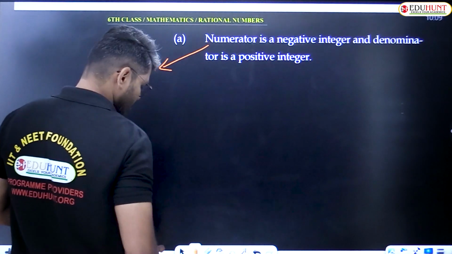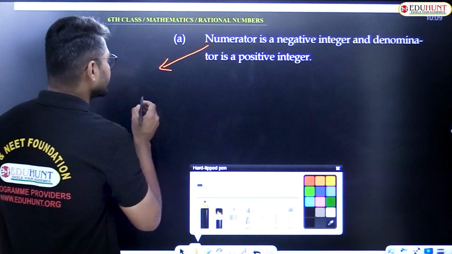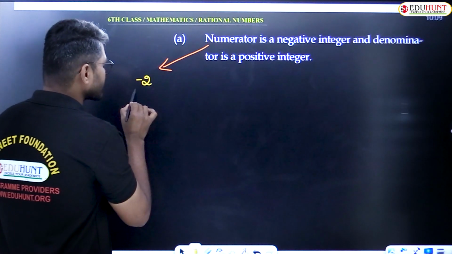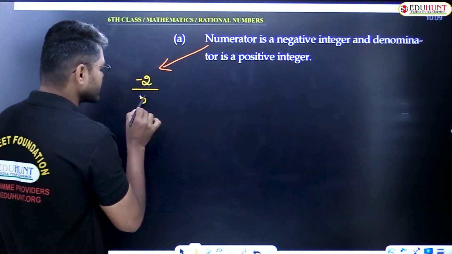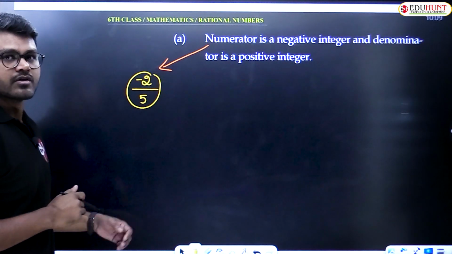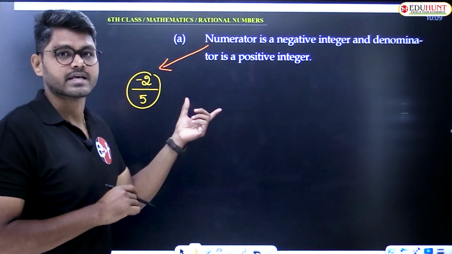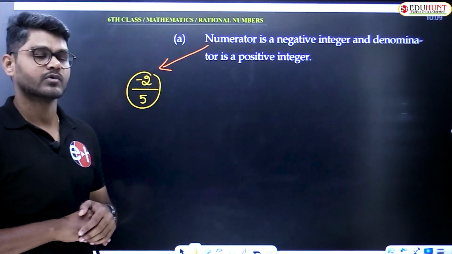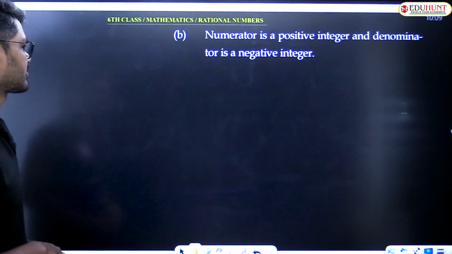Take one example. Numerator is a negative integer, that means I can take any negative integer. Denominator is a positive integer, I can take any positive integer. Yes, minus 2 by 5 is a rational number in which the numerator is a negative integer and the denominator is a positive integer.